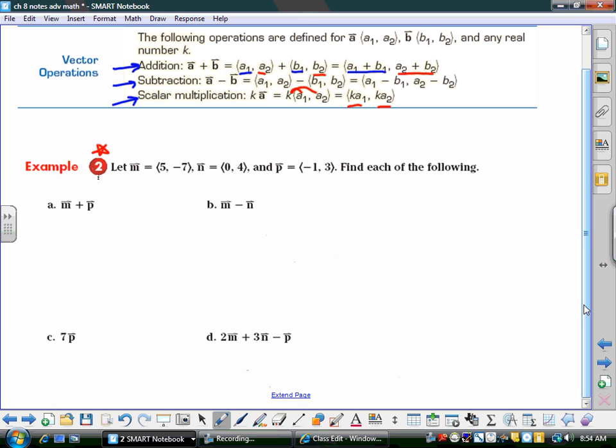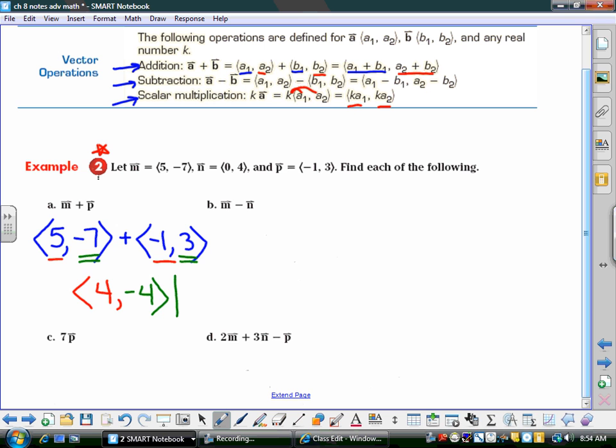For the first one, if I'm going to do m plus p, I'm doing 5, -7 plus -1, 3. And vectors are nice to add. To add them together, you just need to add together the x's and add together the y's. So m plus p equals 4, -4.